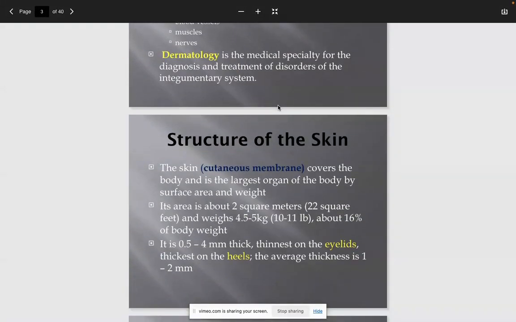So structures of the skin, also known as the cutaneous membrane, is going to cover the body and be the largest organ of the body, by surface area and weight. The thinnest area of skin is actually going to be on the eyelids, and the thickest is going to be on the heels. The average thickness is going to be 1 to 2 millimeters, and these are not numbers that you need to know specifically for our purposes.